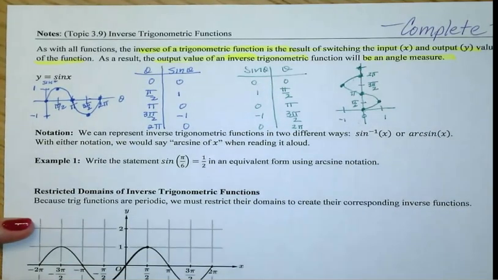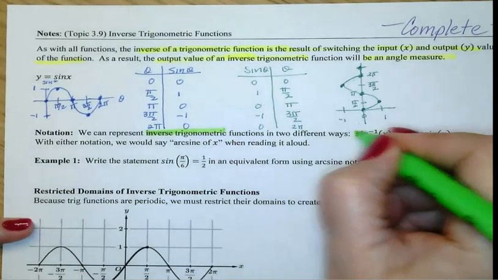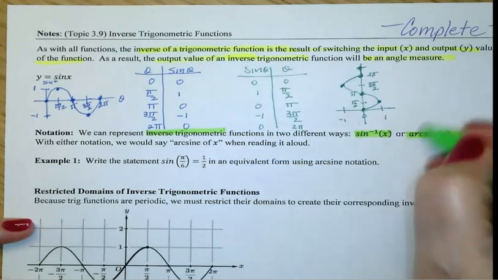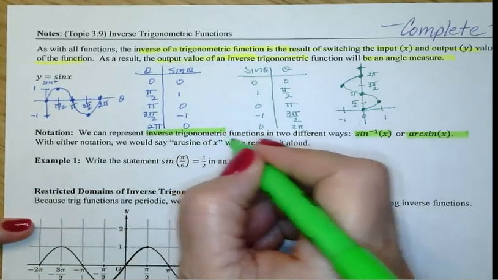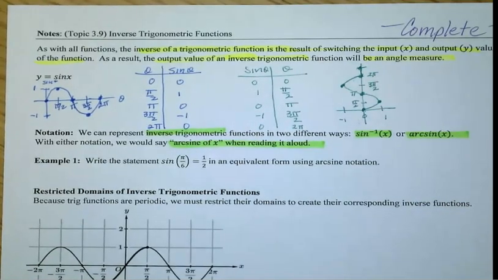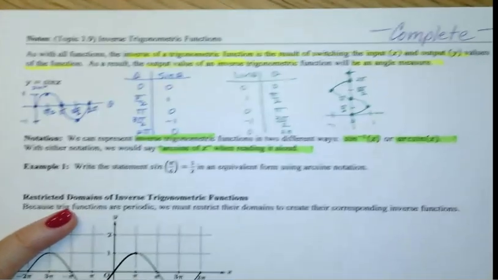First off, let's talk about two different notations for inverse trig functions. You can see sine -1 of x, or you could see arc sine of x. Those mean the same thing. This notation is read arc sine of x. That's what happens when you read that notation out loud. Notice that right here we have sine -1 of x. That -1 is between the sine and the x. It's not on the outside.